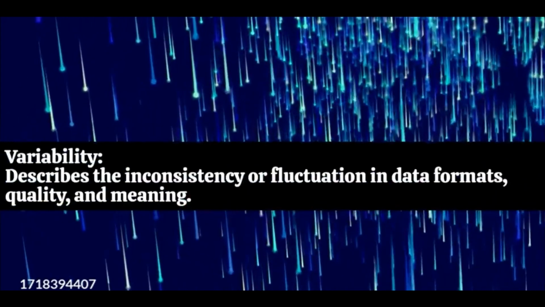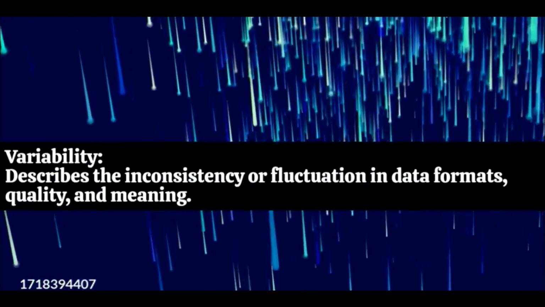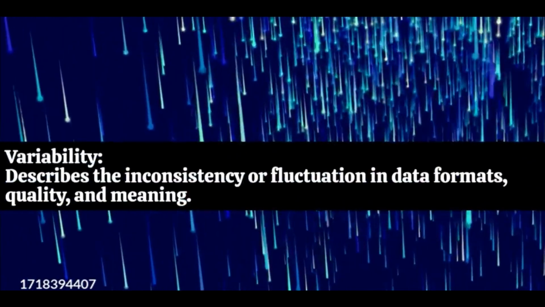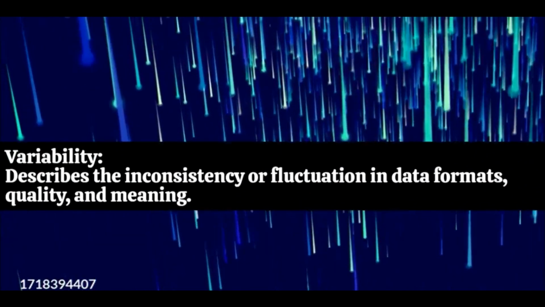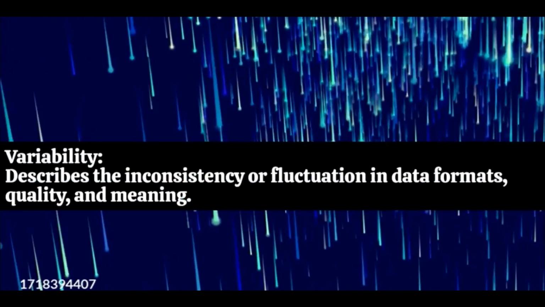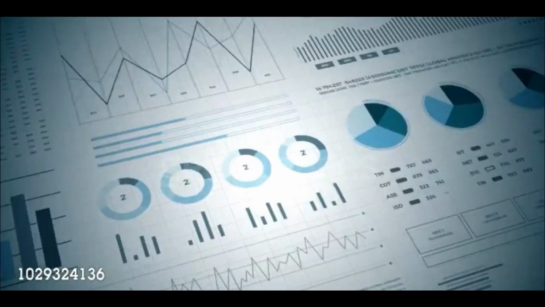Variability describes the inconsistency or fluctuation in data formats, quality, and meaning. Data may vary over time or across different sources, making it challenging to integrate and analyze effectively. Examples include fluctuations in customer behavior, market trends, or sensor data readings.